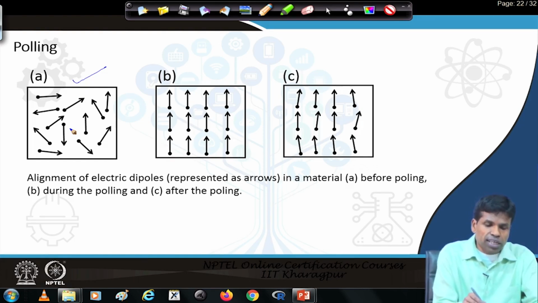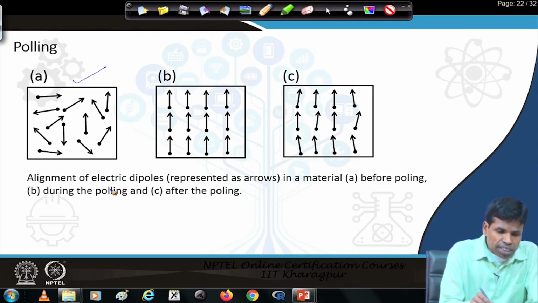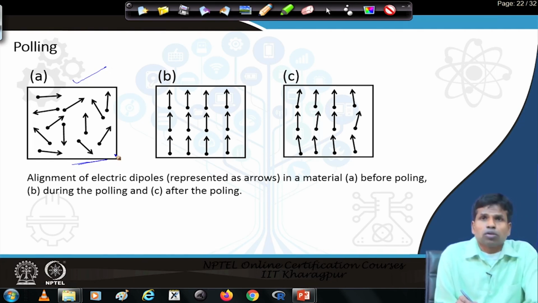However, that reorientation is again not enough to produce a good dipole moment, because initially it was randomly oriented. So, net polarization was almost zero or negligible. So, we have to create states where most of the dipole moments are aligned along, or more or less in the same direction as, the applied field.